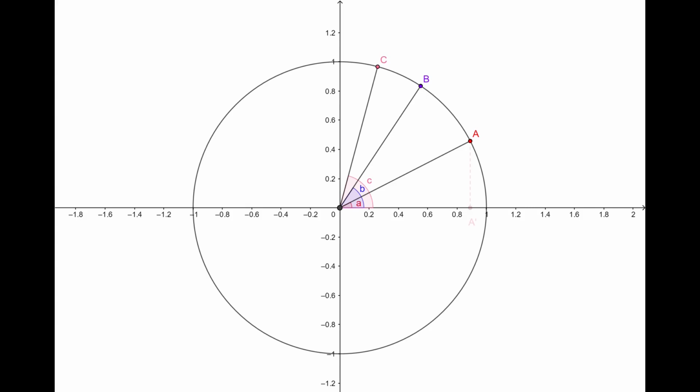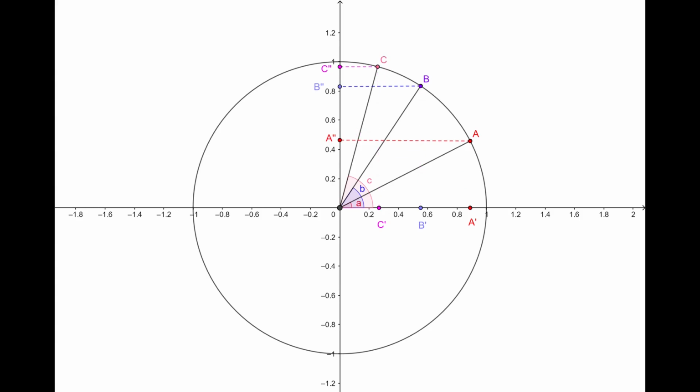We then draw a line perpendicular to the x-axis from point A. This line intersects the x-axis at A dash. As we know, sin theta is equal to the ratio of the length of the opposite side to the length of the hypotenuse. In this case, the hypotenuse is the radius, which is equal to 1 unit. So the length of AA dash will be sin A. Also, AA dash is the y coordinate of point A. So the y coordinate of point A will be sin A. Similarly, BB dash equals sin B and CC dash will be sin C.